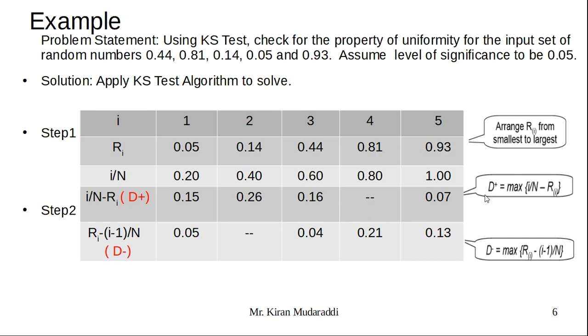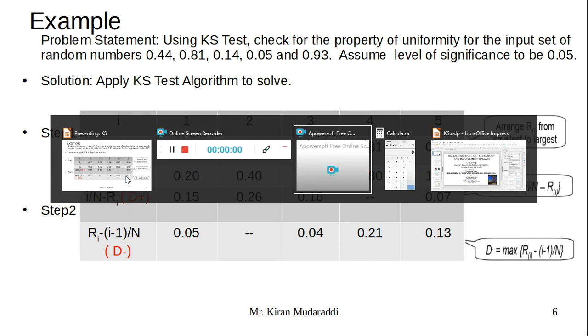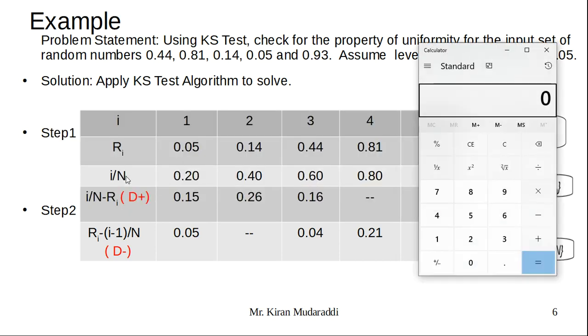So the second step is to compute d plus and d minus. While computing d plus and d minus, I require i divided by n. I is nothing but 1, 2, 3, 4, 5. N is nothing but the total number of values. So i divided by n. I is how much? 1. N is how much, the total number of values? 5.